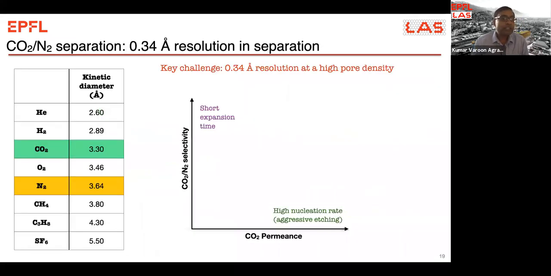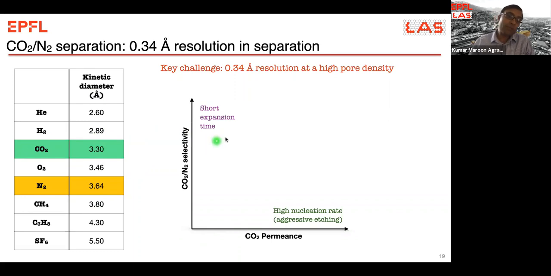Okay, so our next target was to separate CO2 from nitrogen. As you see, this is a much tougher separation compared to hydrogen and methane, where we were looking at 1 angstrom. Now we have to do 3-4 angstrom in terms of the resolution, the size difference of these two molecules.